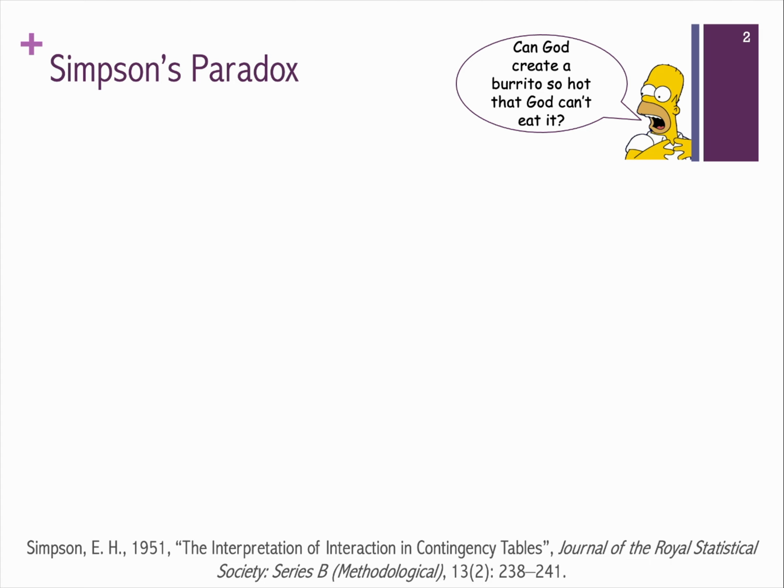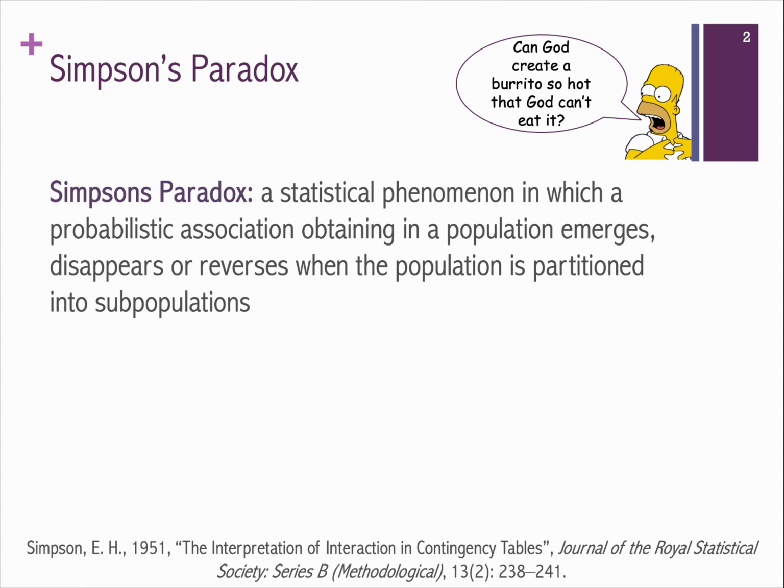The case just considered is an example of Simpson's paradox, a statistical phenomenon in which a probabilistic association obtaining in a population emerges, disappears, or reverses when the population is partitioned into subpopulations. The COVID example is one in which a positive association becomes negative within every subpopulation. But the paradox applies whenever the presence or direction of the population association is different from that in every subpopulation.